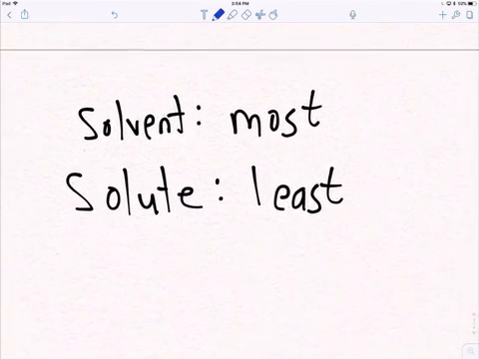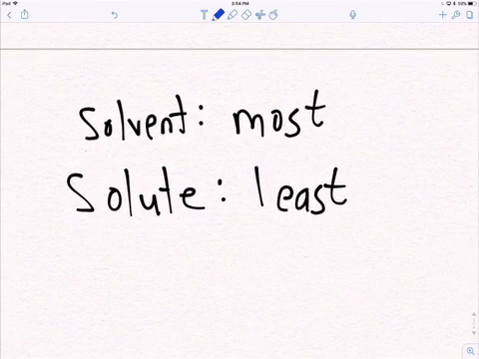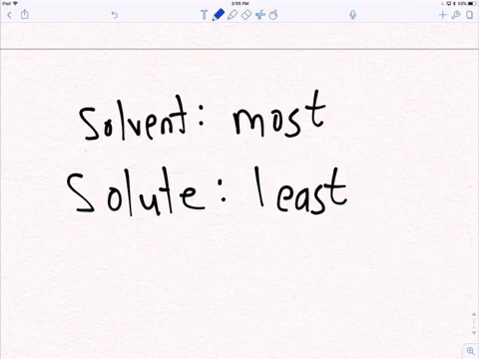And then there's a solvent. The solvent is what is doing the dissolving. It's the stuff you have the most of. And the solute is the least amount of thing, what's being dissolved.